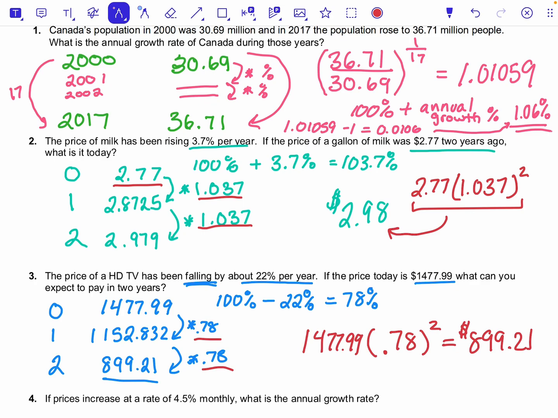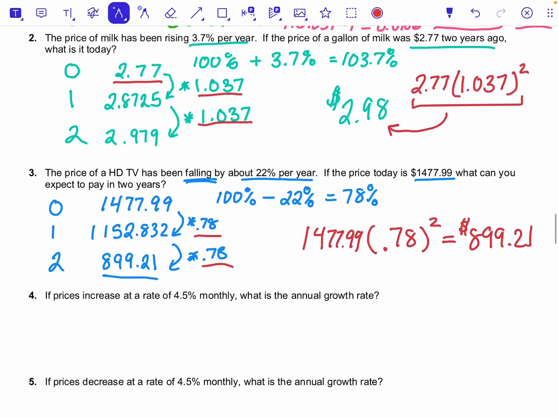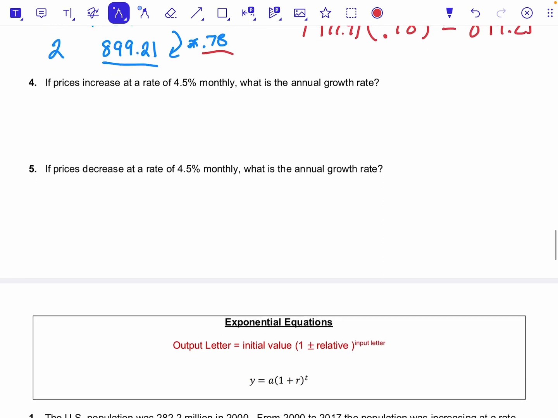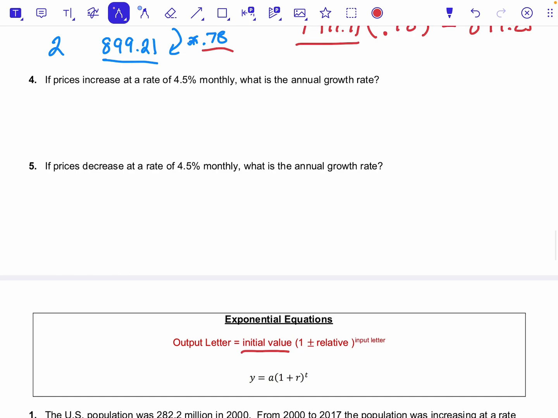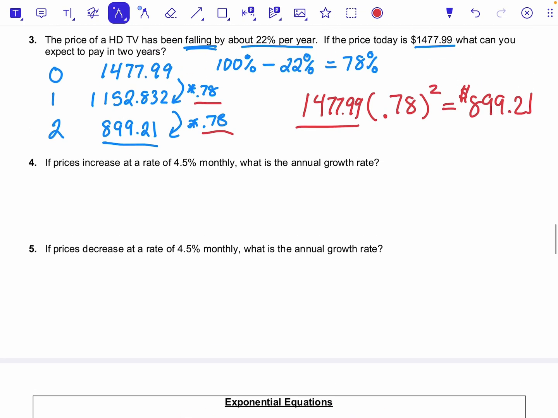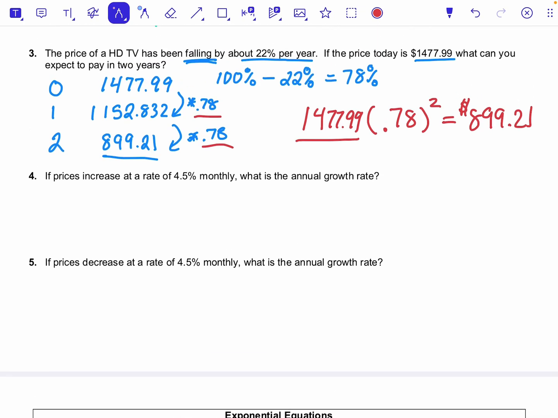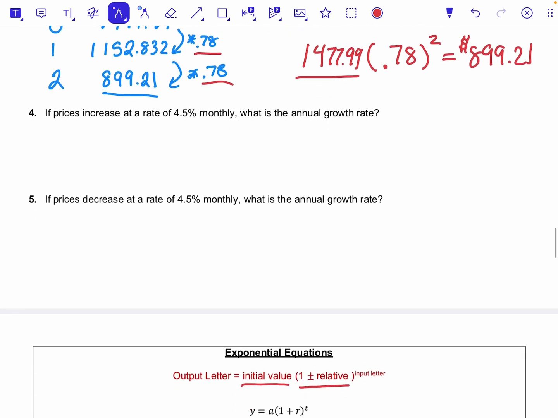Why I'm stressing that so much is if we go down, and we're going to skip a little bit ahead just to take a sneak peek, and you take a look at the exponential function formula. Notice we have that initial value. That would be like that 1,477.99. The 1 plus or minus the relative rate, and this piece right here, it builds right off that 100% minus the 22% to get that 78%, that number's in the middle. And then our exponent is the input letter, or in this case, the time that went by.